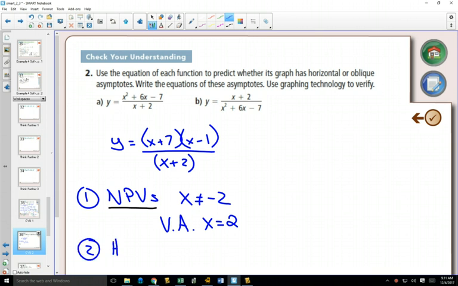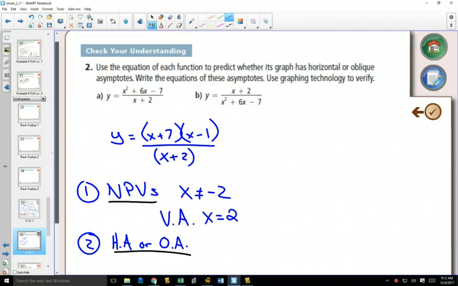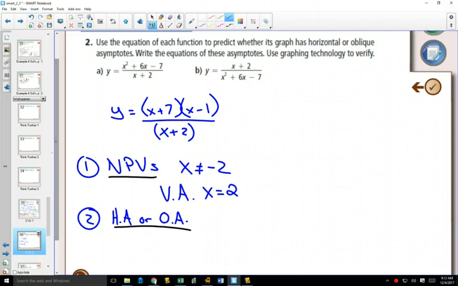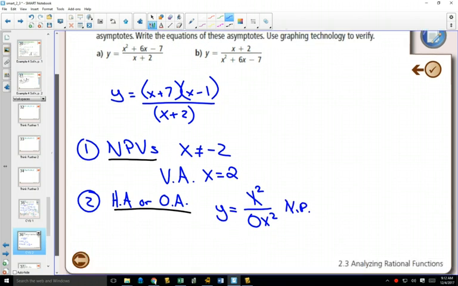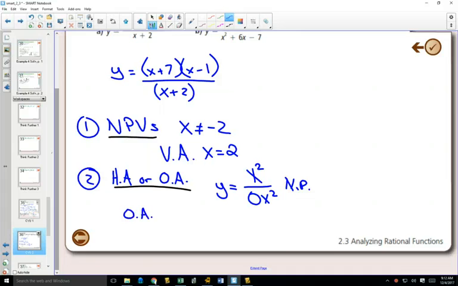Step 2, we look at whether we have horizontal asymptotes or oblique asymptotes. And we can do that. The shortcut is to quickly look at the highest degree. So the highest degree in this one, in the whole thing, is an x squared. So we have 1x squared in our numerator, but we have no x squareds on the bottom. Can you divide by 0? This is not possible. That's telling us we're going to have an oblique asymptote.